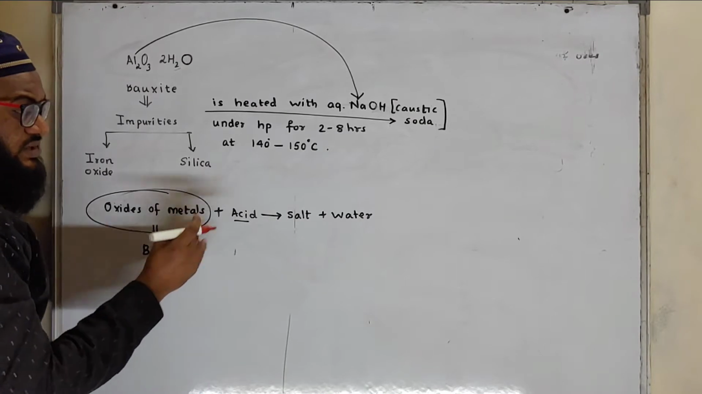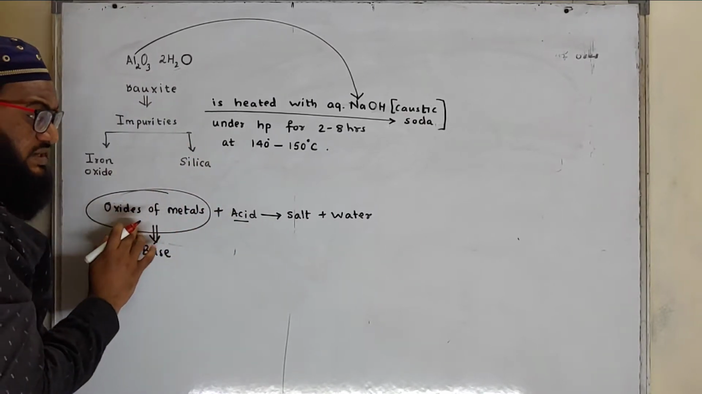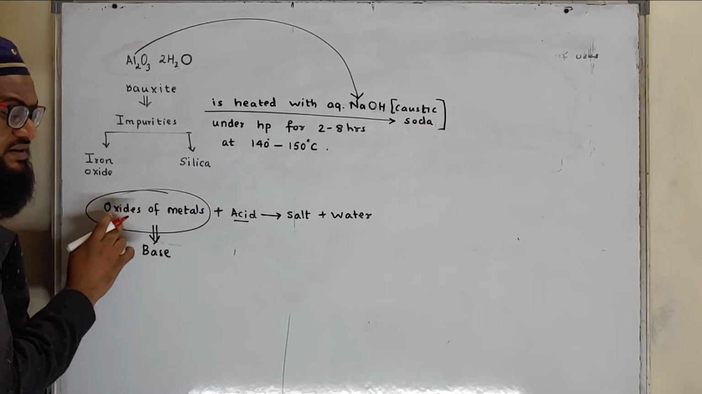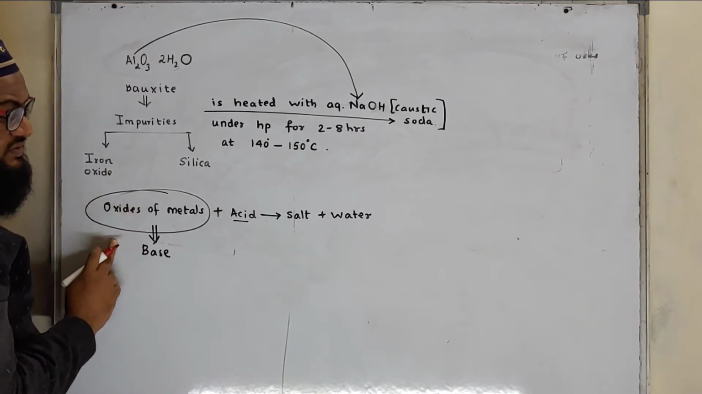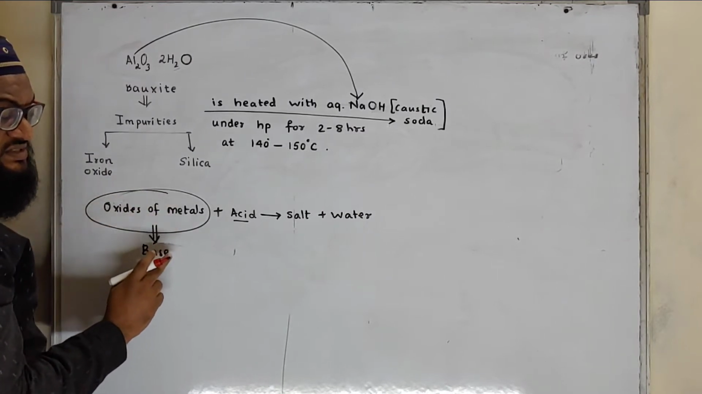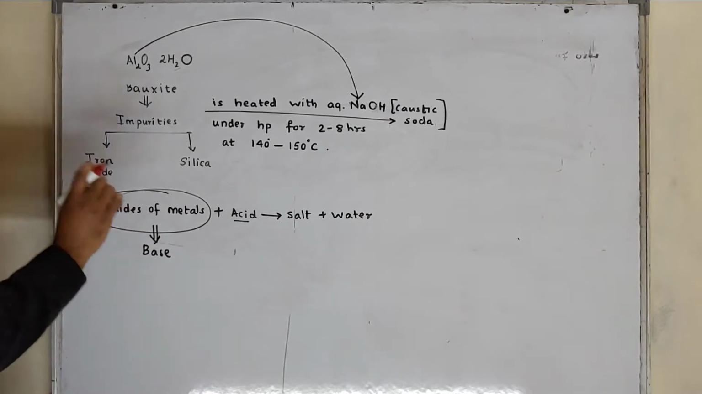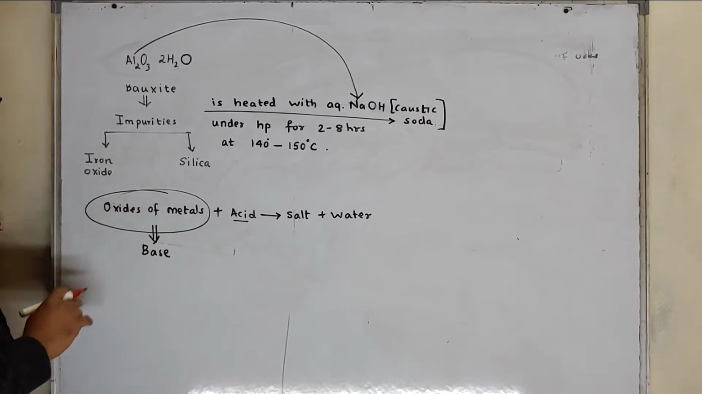Why? Because we know that acid reacts with base to form salt and water. Here, oxides of metals react with acid to form salt and water. That means oxides of metals are acting as bases. That's why we call oxides of metals basic in nature. So generally, oxides of metals react with acid to form salt and water. They will not react with base.